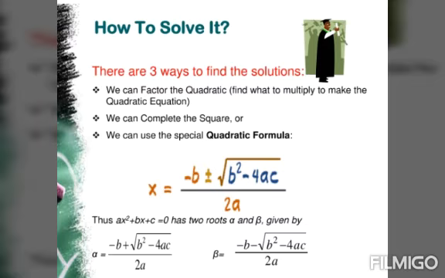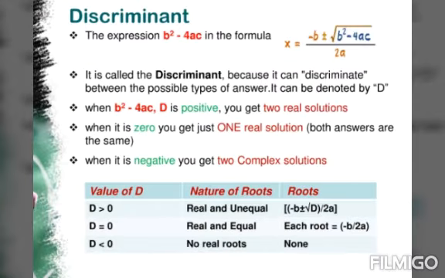By the quadratic formula, the solution is given as x is equal to minus b plus or minus square root of b squared minus 4ac divided by 2a. The value of b squared minus 4ac is called the discriminant of the quadratic equation. It is denoted by capital D. If D is greater than 0, the equation has two real solutions. If D is 0, the equation has only one real solution. And if D is negative, the equation has two complex solutions.